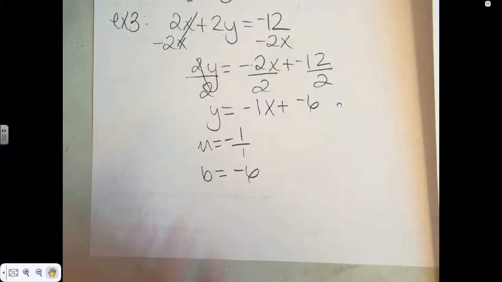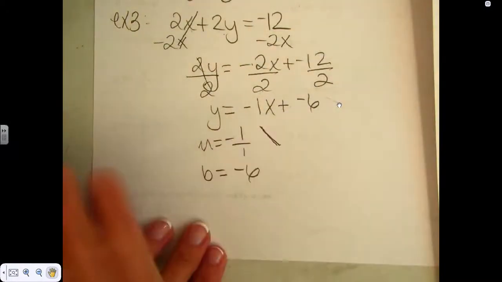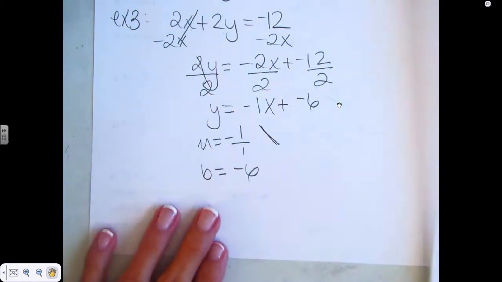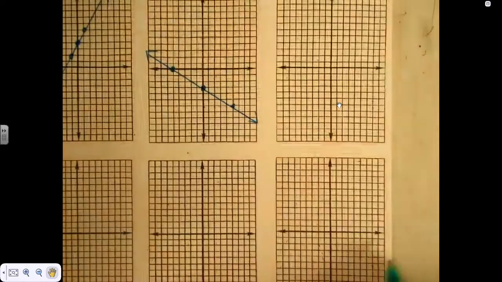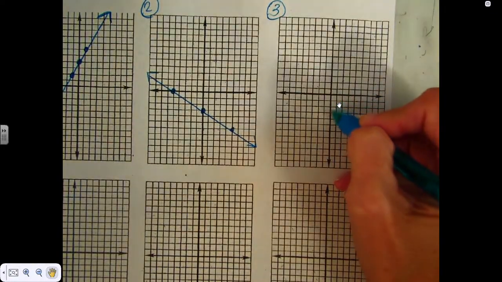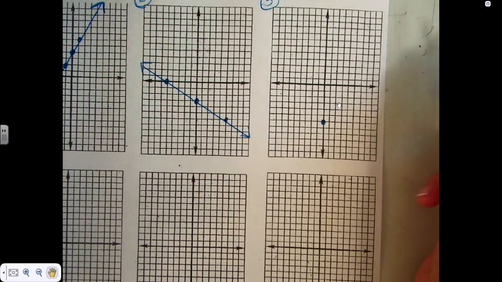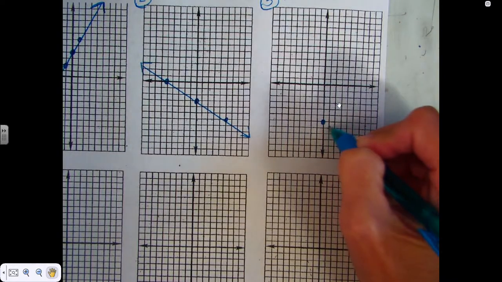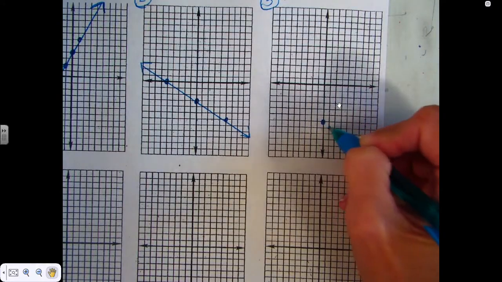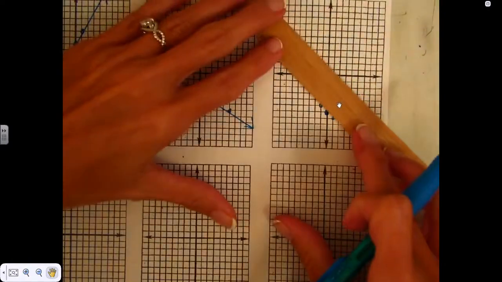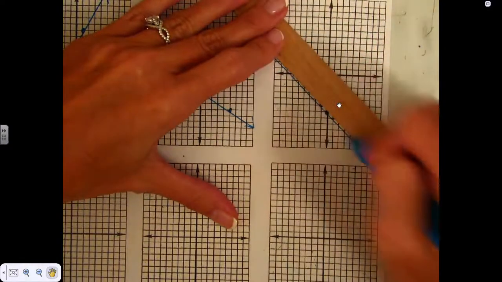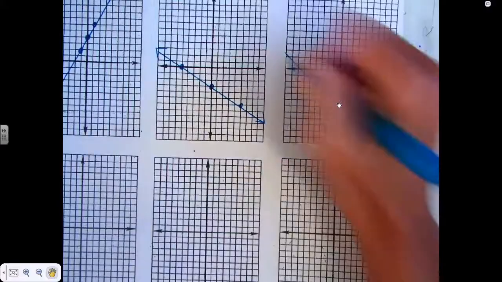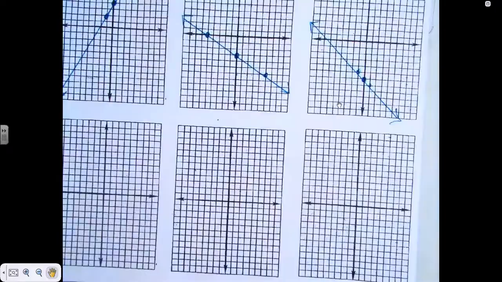So I look, it's a negative slope, so again, I'm going in that direction. So go to my paper. I plot b first, which is negative 6. 1, 2, 3, 4, 5, 6. And then I move negative 1 over 1. So I'm going down and then right 1. So that means the opposite of down right would be up left. And then connect that all the way through. And there is my graph for that equation.